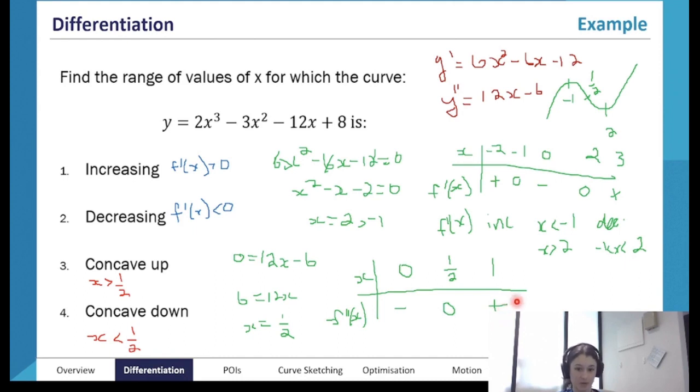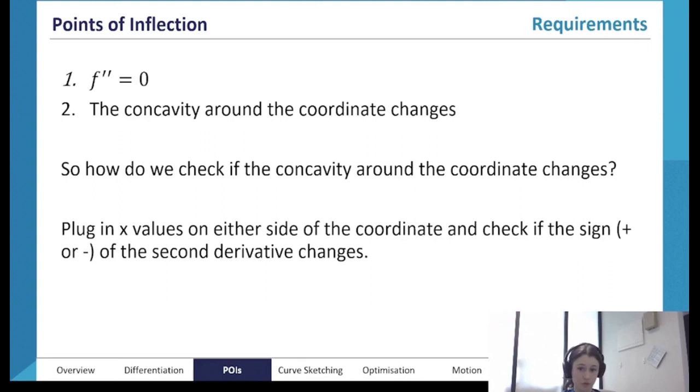However, if, for example, we'd had negative, 0, negative, it would not have been a point of inflection, because on either side of that point the curve was concave down, which means the concavity did not change. So, this is really important. If you are asked to find a point of inflection, or if a question asks you to draw a graph including the points of inflection, which we'll get to later, you need to check both requirements. Even if you only satisfy f double dash equals 0, you won't get the full marks, because you need to check that the concavity around the coordinate changes.